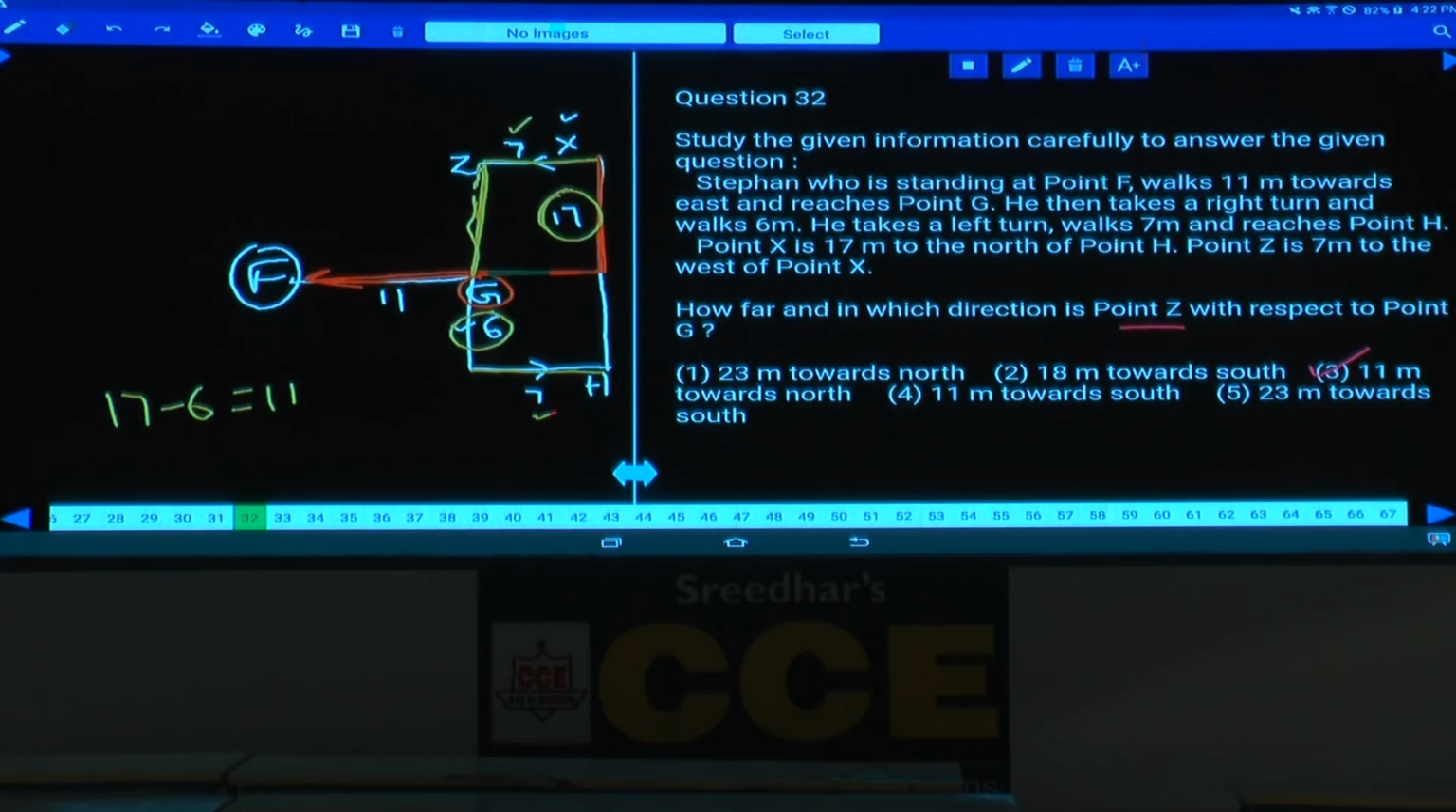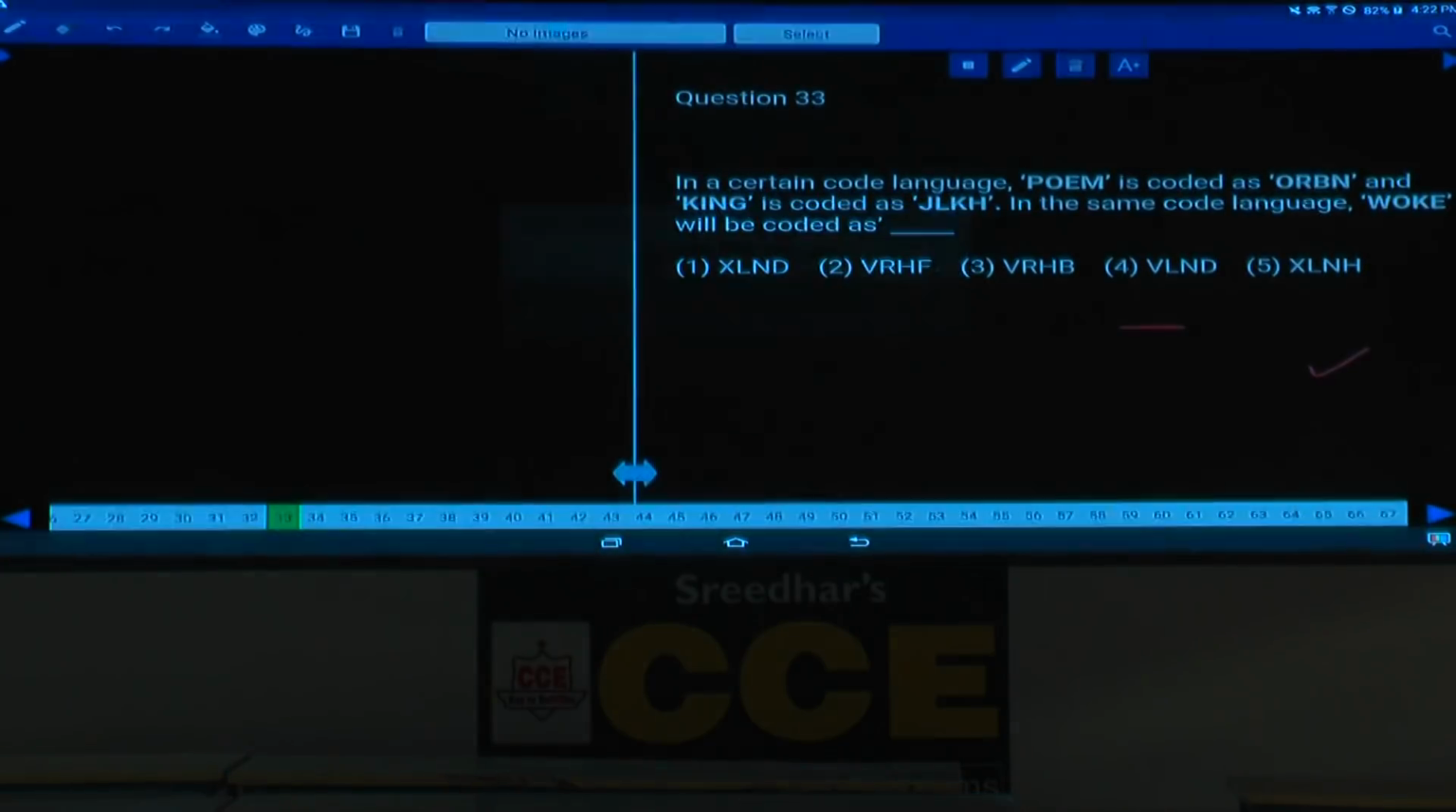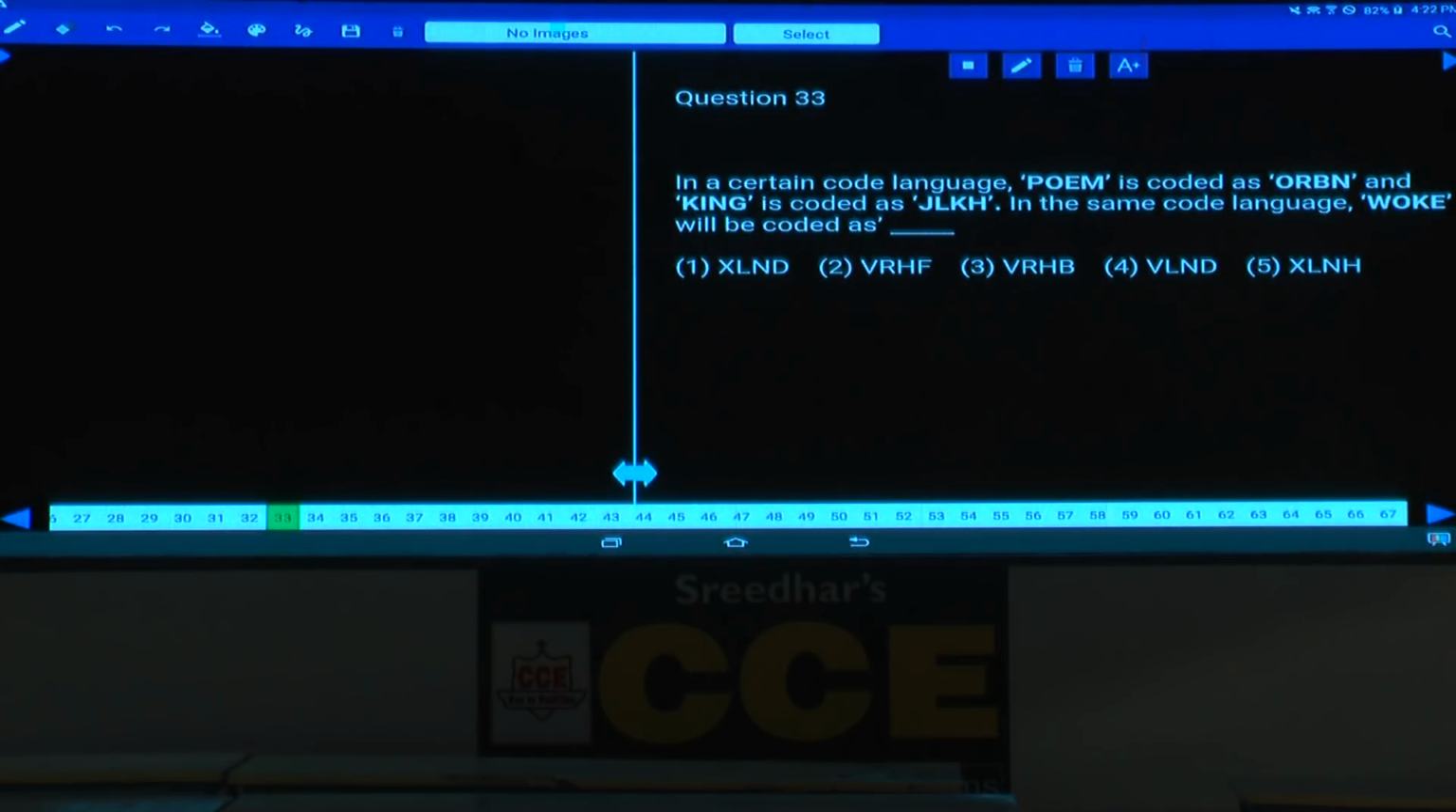Then question number 33. This question is based on coding and decoding. In the word POEM, the word POEM is coded as ORBN. Whenever coding and decoding is given, always write the code below the word. Now, the difference between P and O is minus 1. O and R, plus 3. E and B, minus 3. M and N, plus 1. Minus 1, plus 3, minus 3, plus 1.